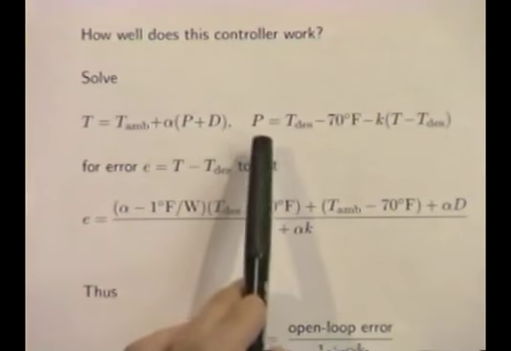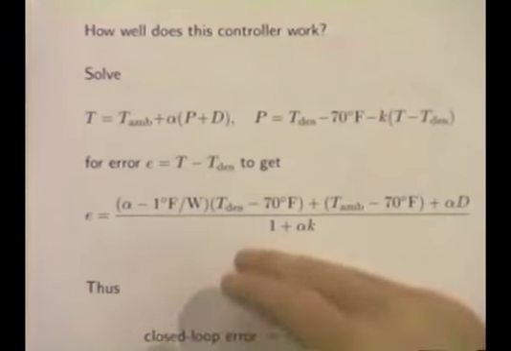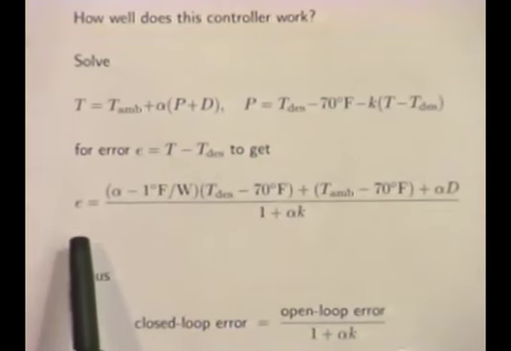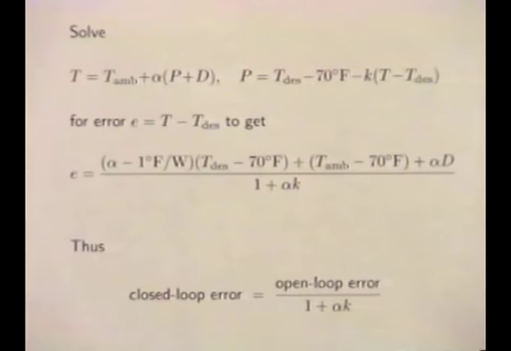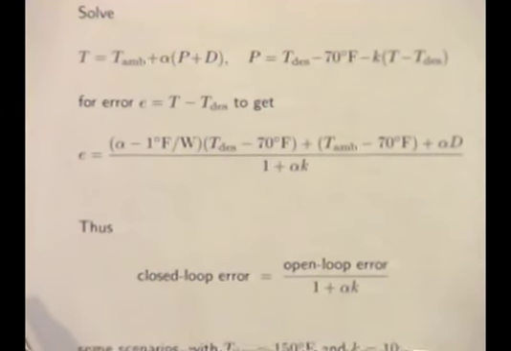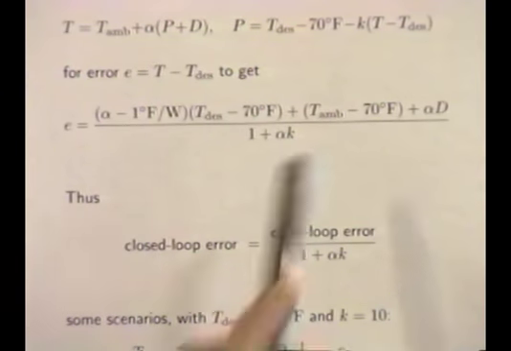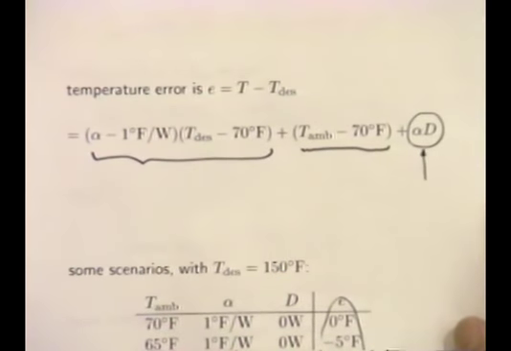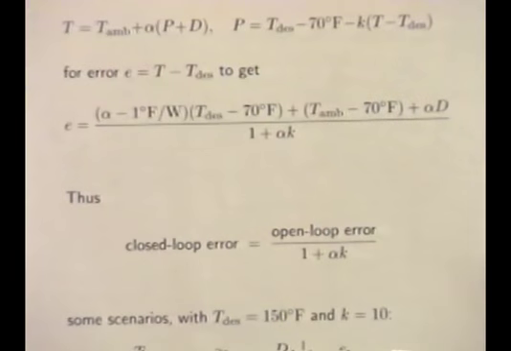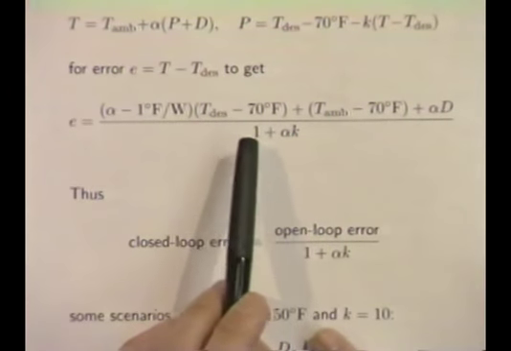So here's what you do. That's the plant. That's the controller. You plug these together. You get E is this. And anyway, when you work it out, you get this. You get E is this expression here divided by 1 plus alpha k. And this is very, very interesting because this numerator expression here, that is precisely what the error is here for the open loop controller. Okay? Divided by 1 plus alpha k.